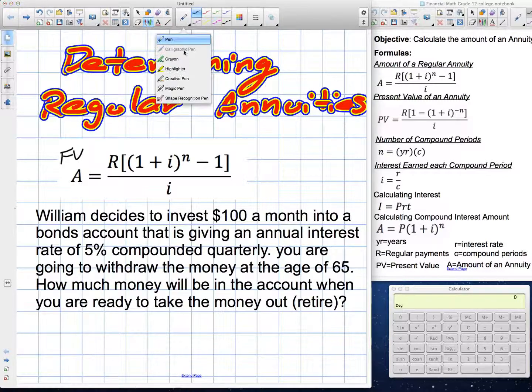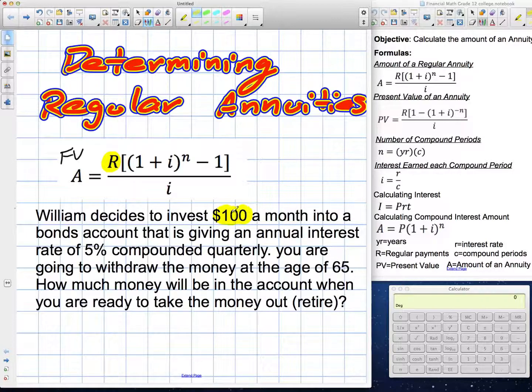So let's talk about what we have in this question. William decides to invest $100 a month into a bonds account that is giving an annual interest rate of 5% compounded quarterly. You're going to withdraw the money at the age of 65. How much money will be in the account when you are ready to take the money out? In other words, retire. Okay. So our regular payments are the $100.